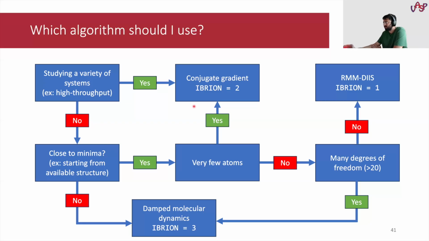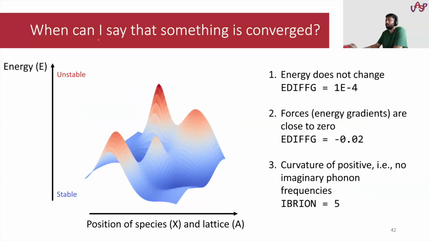It's fairly heuristic, and I think the general vibe is start with conjugate gradient, but this is something to play around with. The next, perhaps a little bit more philosophical thing is, when can I say something is converged? This is something that you have seen already at the start of this presentation, and let's set this a bit in stone. Say, for example, you have a potential surface and you're somewhere here, so you're already getting close to convergence and you want to see when you can stop.